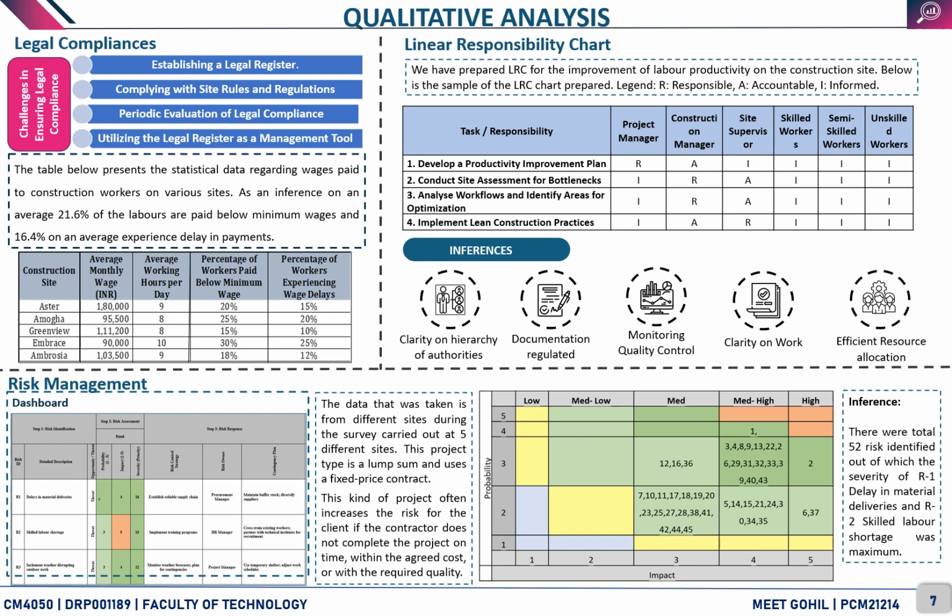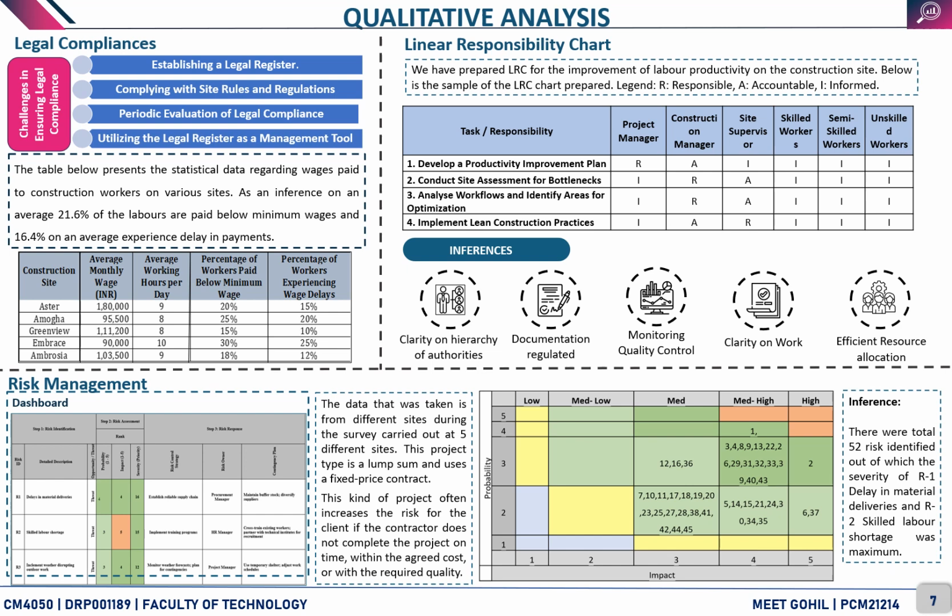improvement plan, where project manager should be responsible, construction manager should be accountable, and all others can be informed. Likewise, we have prepared a detailed linear responsibility chart which results in clarity of hierarchy of authorities, regulated documentation, monitoring control, clarity on work, and efficient resource allocation in order to improve labor productivity on construction site.